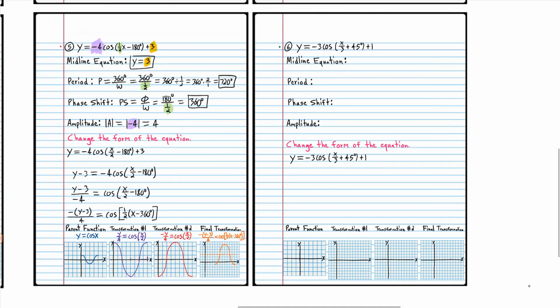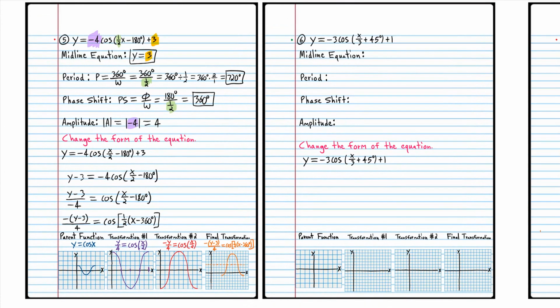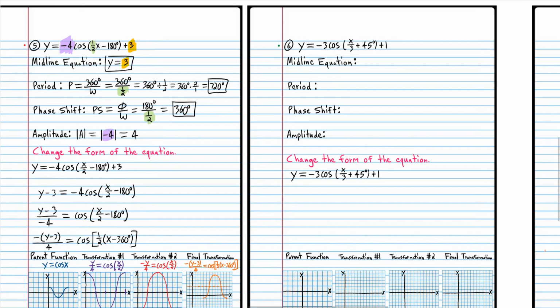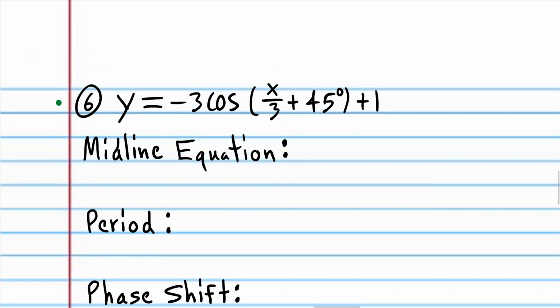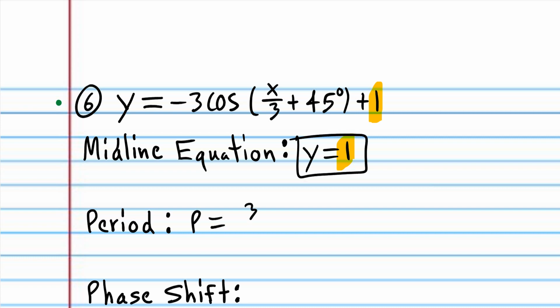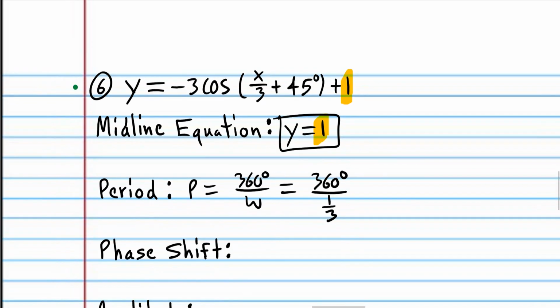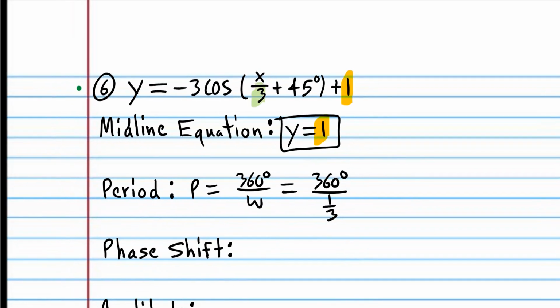Alright, I want you to try number 6. And when you come back, we'll do it together. Okay, we're back. So the equation of the midline is y is equal to 1. I got that from there. The period is 360 degrees over omega. Omega is 1/3. So I got that from there.